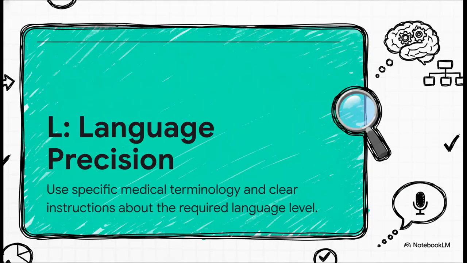Okay, next, let's talk about L for language precision. It's pretty simple. Vague language gets you vague outputs. In medicine, precision is everything, right? The same thing applies to your prompts. You have to use specific medical terms and be crystal clear about the required language level for the output.